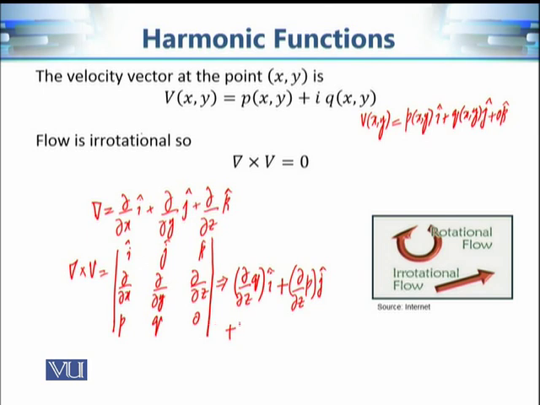Now what about the third component? The k component is qx minus py, so qx minus py k. These 2 components are already 0, and if we want this flow to be irrotational, then qx minus py must be equal to 0. So this is the condition on the components of this velocity vector field: qx must be equal to py.